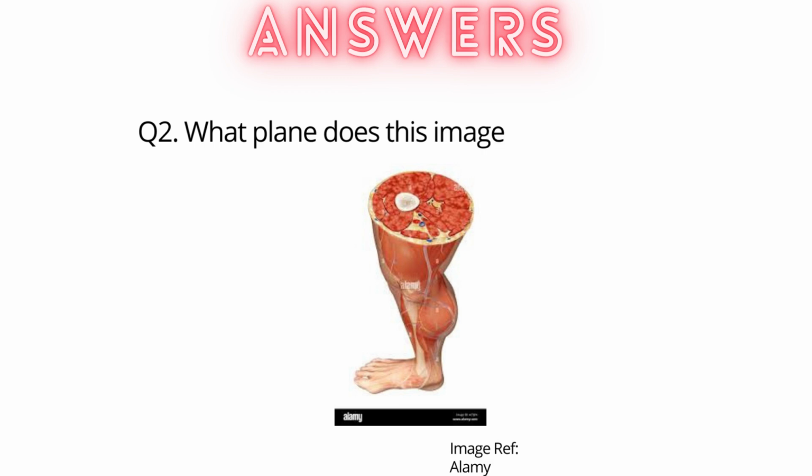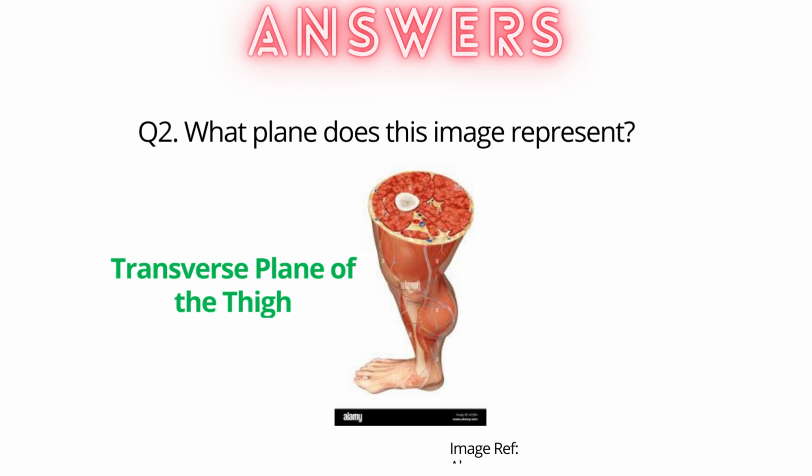Question 2 was looking at terms of transections of the body. Here, the plane was a horizontal cross-section of the thigh. This plane is called a transverse plane.